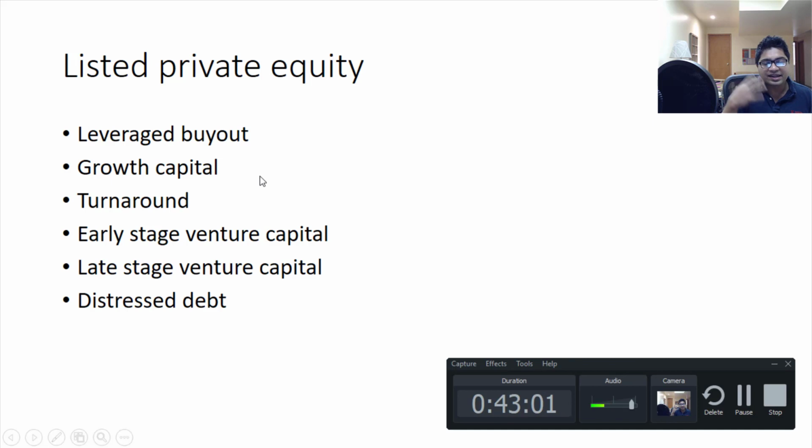Growth capital, providing capital for growing companies. Turnaround, investing in out-of-favor, distressed stocks and hoping for a turnaround. Early-stage venture capital, investing in companies that have yet to prove their idea. Late-stage venture capital, investing in companies that have a little track record but are still not profitable. Distressed debt, buying debt of governments or companies that is currently under stress.